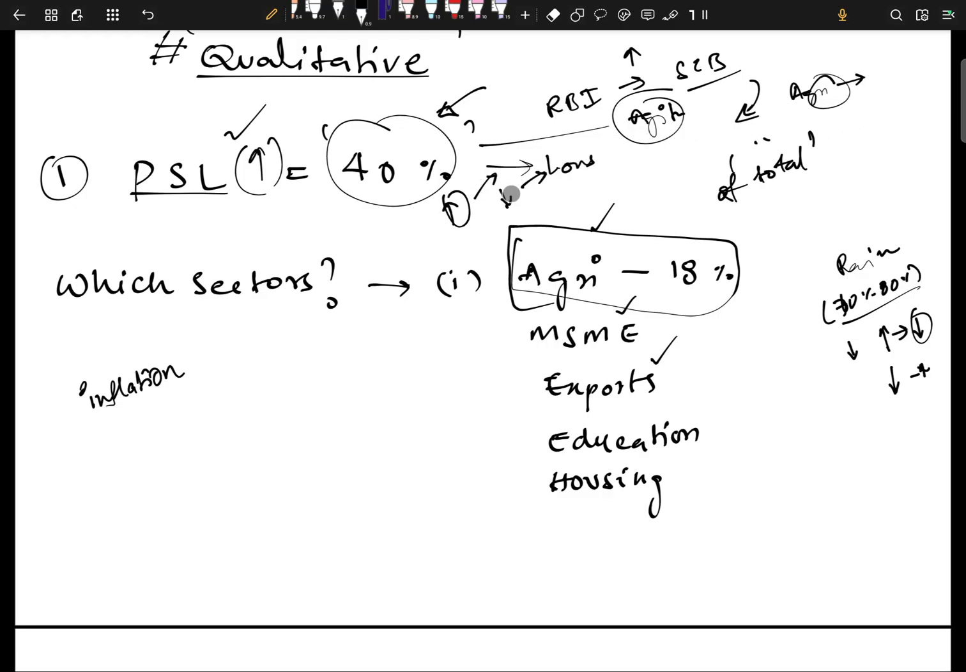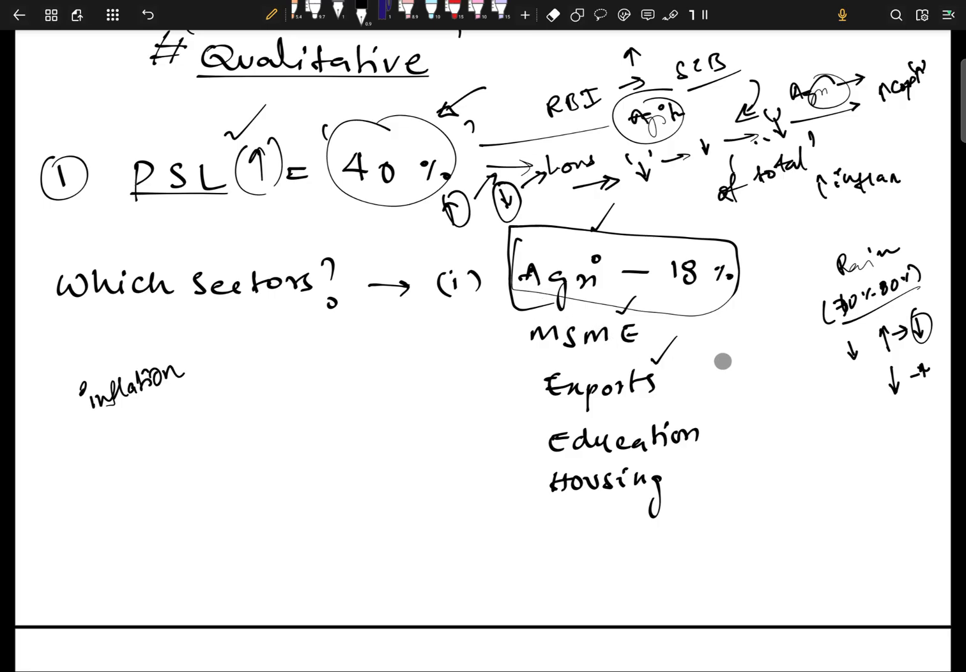What happens when there is more interest? What happens when there are fewer loans given to the farmers? That means less investment they have. When they have lesser investment, what happens? They produce less. That means the supply is low. When the supply is low, what happens? The cost of production, supply push inflation, the cost of production for farmers or the companies increases. So what happens? Total inflation increases.